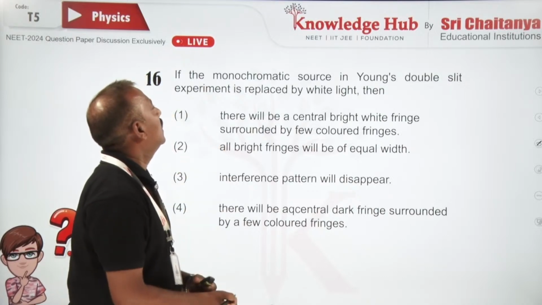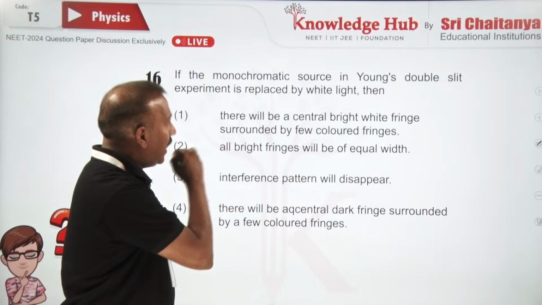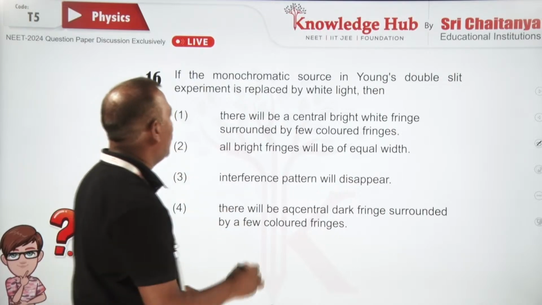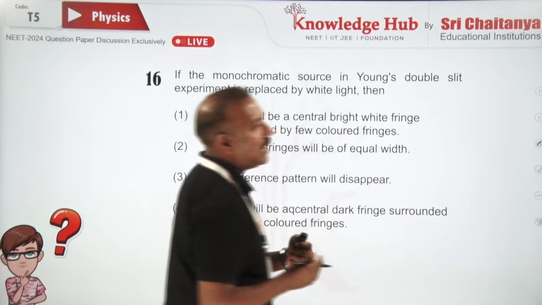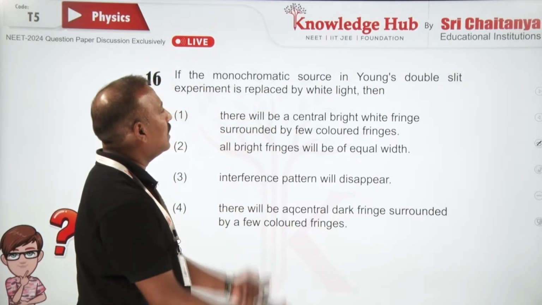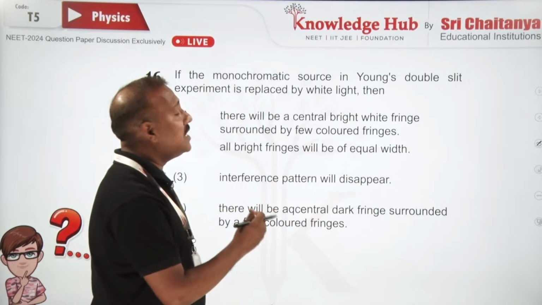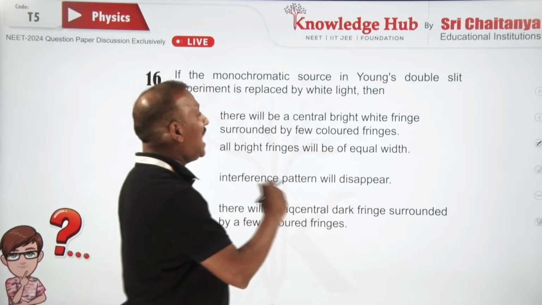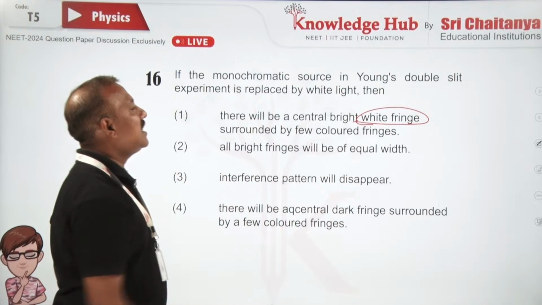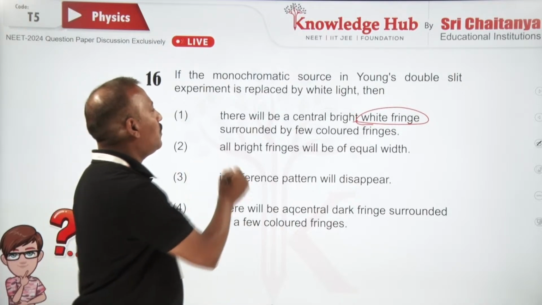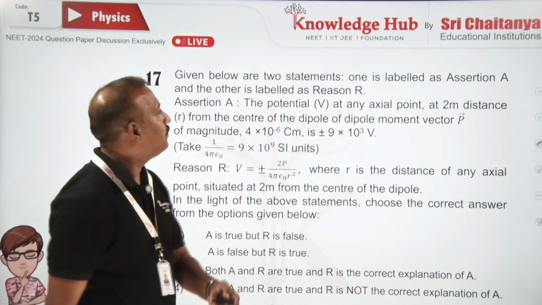16th one. If the monochromatic source in Young's double slit experiment is replaced by white light, then every color in the white light, like red to violet, every color will form a central bright band. Therefore, all these bright bands will combine, again forming a white fringe. Therefore, there will be a central bright white fringe surrounded by a few colored fringes. The first option is correct.